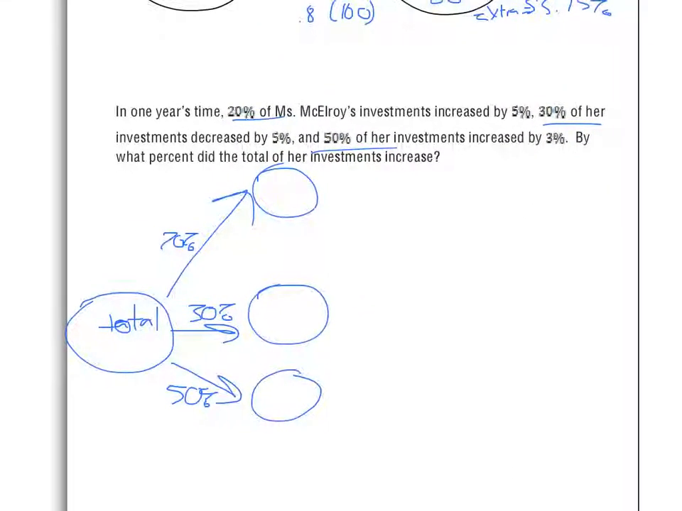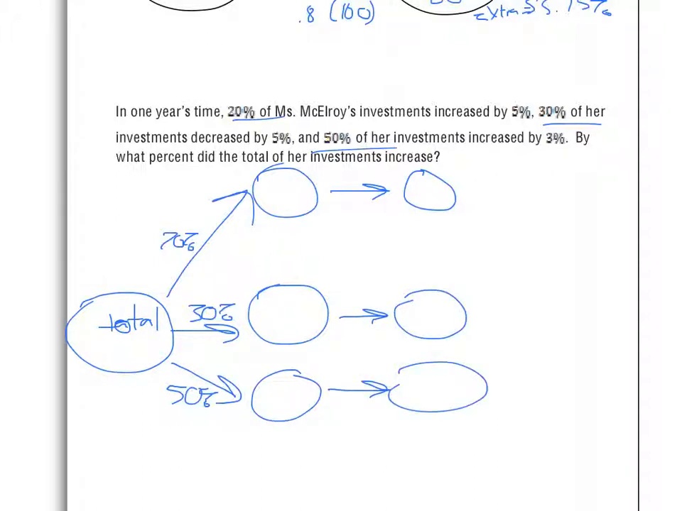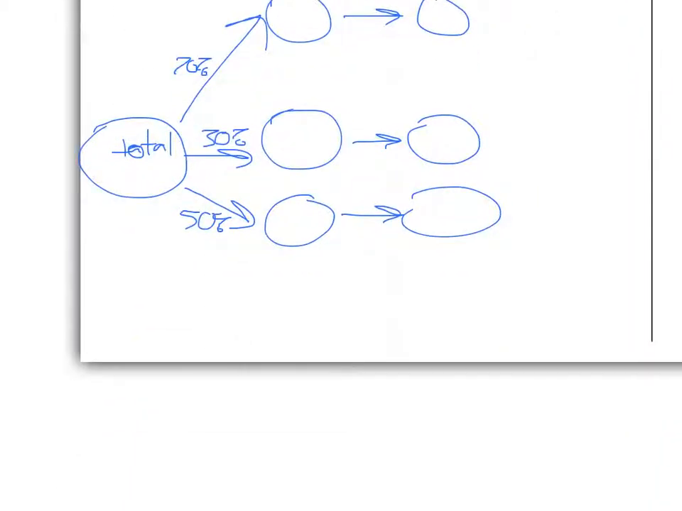And each of those investments changed somehow. Okay, so they became something. And we want to know by what percent did the total of her investment increase. So whatever I get for these values after the change, I need to find out the total, and that's going to be a percent of this.